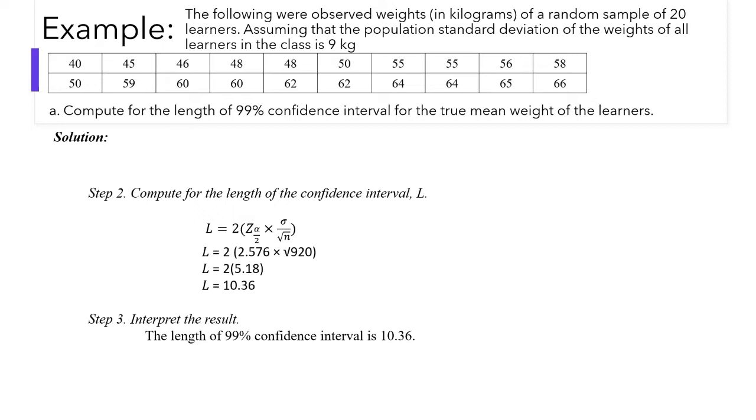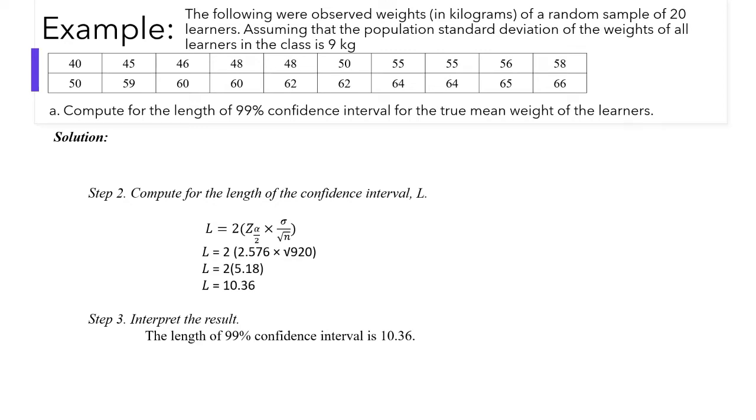For step 2, compute for the length of the confidence interval L. Since the upper limit and the lower limit are not given, we will use the formula L is equal to 2 multiplied by the quantity of Z alpha half multiplied by sigma divided by the square root of n. We will substitute the given, that is 2 multiplied by 2.576 multiplied by 9 all over square root of 20. Simplifying it, we will now have 2 multiplied by 5.18, and the product is 10.36.